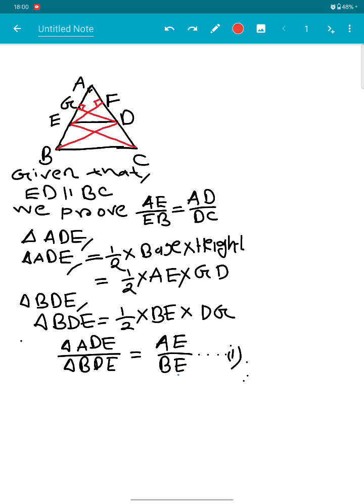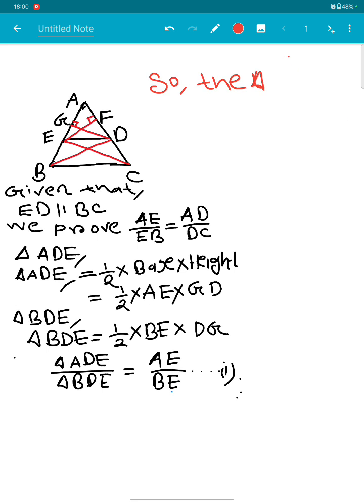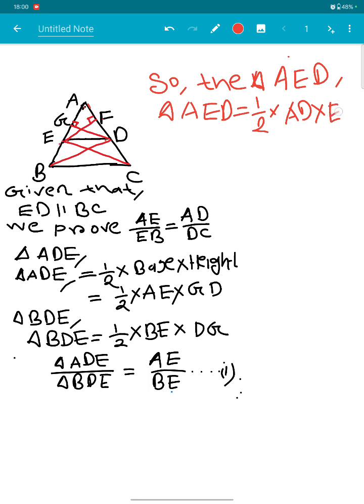So the triangle AED, area of AED equals half into base. What is the base of AED? AED base is AD. And height is EF.